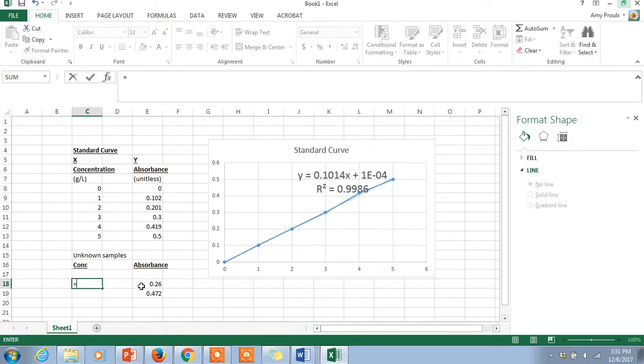will equal, so that y minus b, so the b was 0.0001, and I'm going to put brackets around this, so that I make sure I'm dividing the whole thing, divided by m, so 0.1014. And that will give us our x value. That's our concentration. And I can actually copy this down. And there's our concentration. I'm hoping this makes sense.